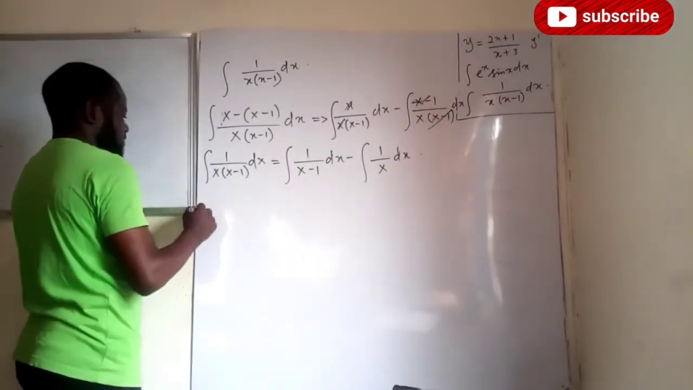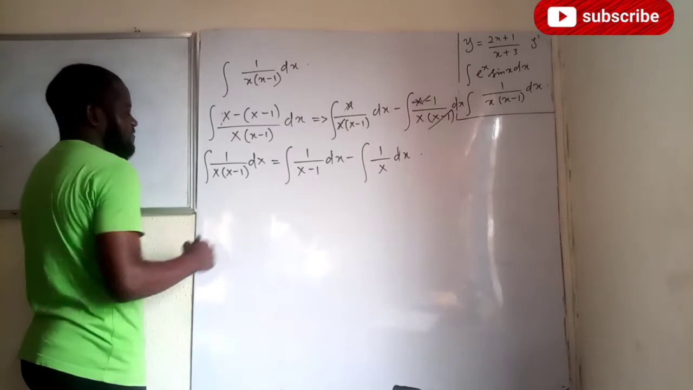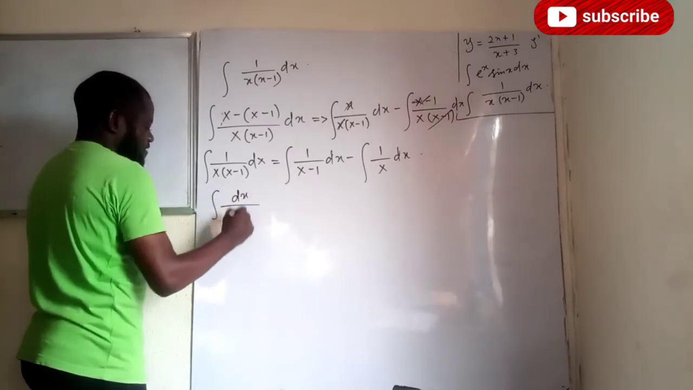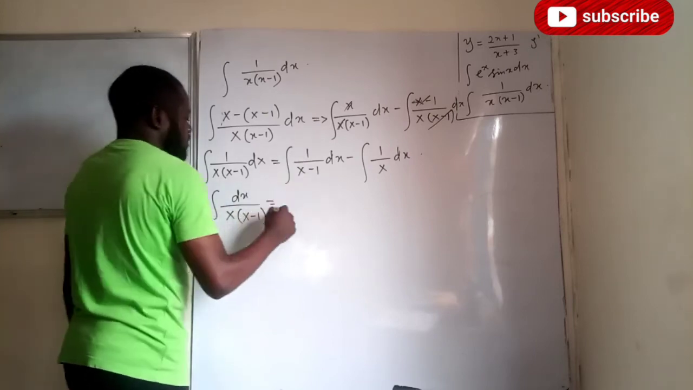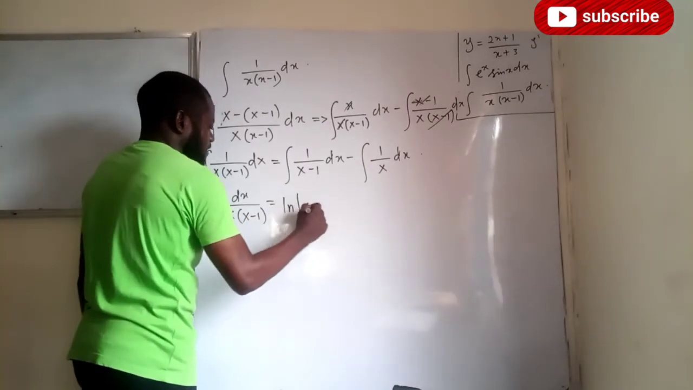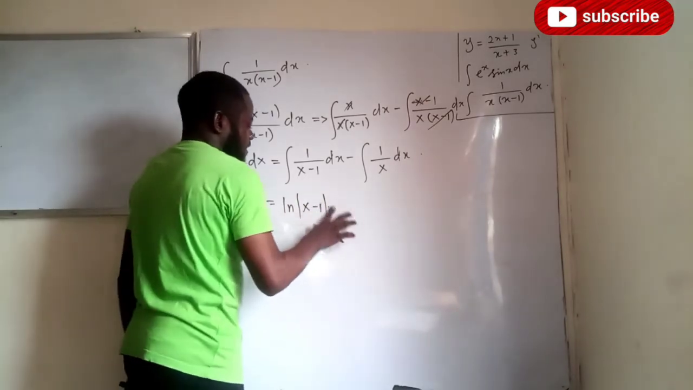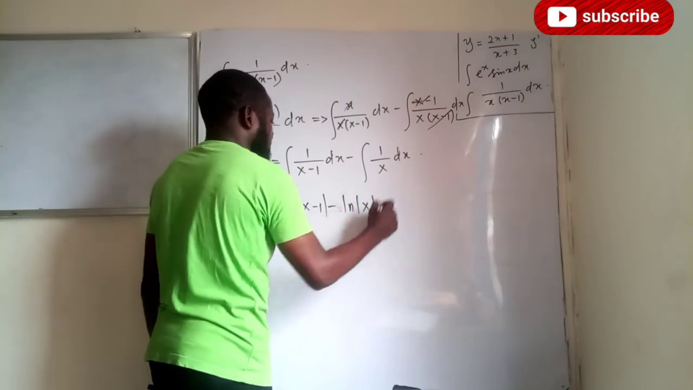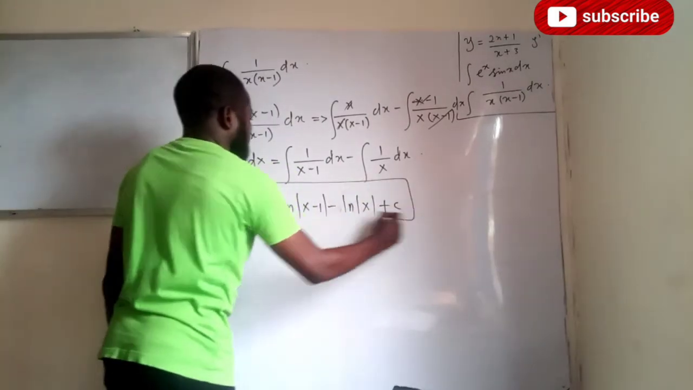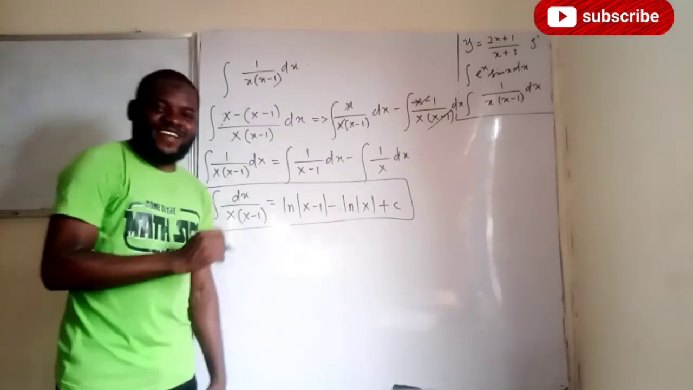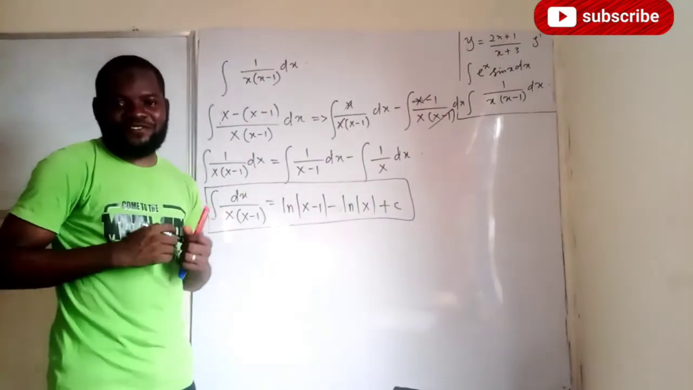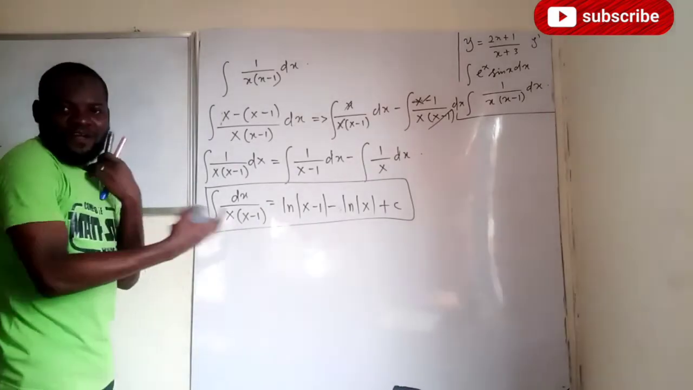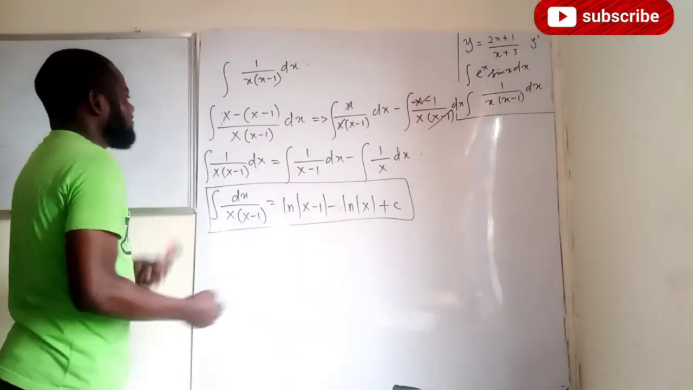Okay, so this is awesome. Now we can integrate this, very easy rather. So this is the integral of 1 over x into x minus 1. This will give us ln of x minus 1, then minus ln of x plus c. As simple as that. Okay, so let's look at a similar question to that. I believe you understand this now, so you can therefore apply this in your Cal 2 exams.